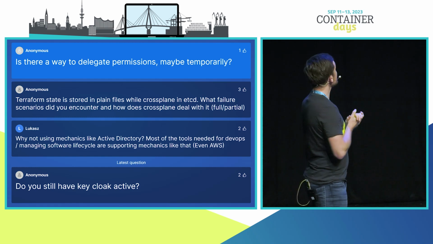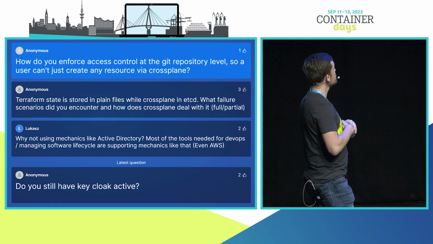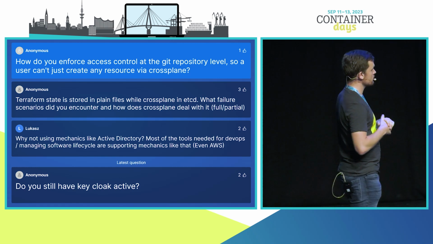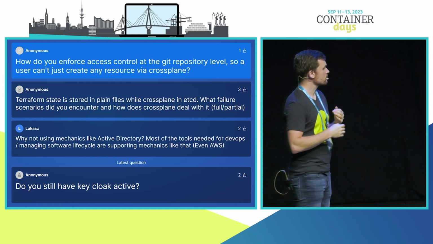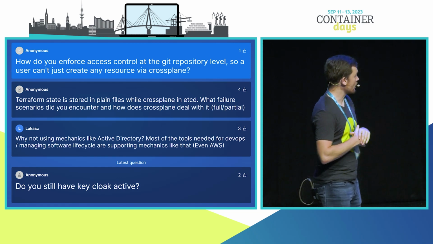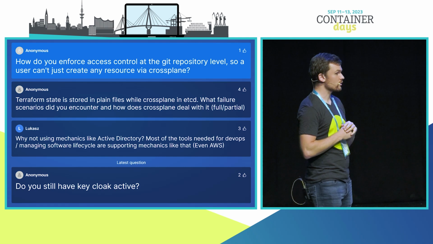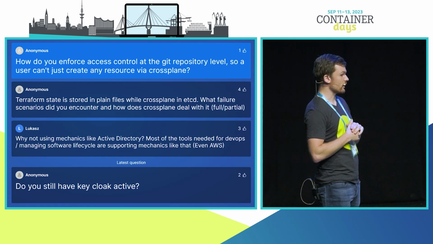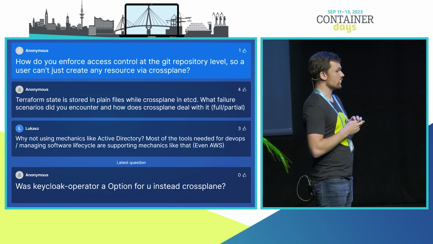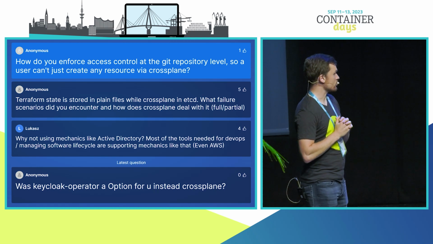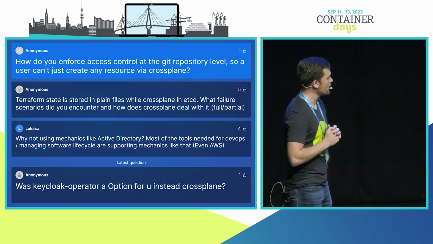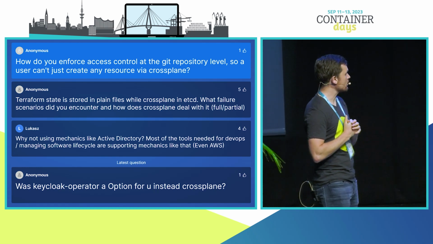Cool. How do you enforce access control at the Git repository level? A user just can't create any resources via Crossplane. Users who have access to that repository are able to completely change the permissions. So that's a point where you have to really make sure who can access that, and that's why the web app is in place, which can handle the permissions for certain users, because Git permissions for a Git repository are not fine granular enough. So that's also the reason why we need something on top of that. Yeah, definitely.